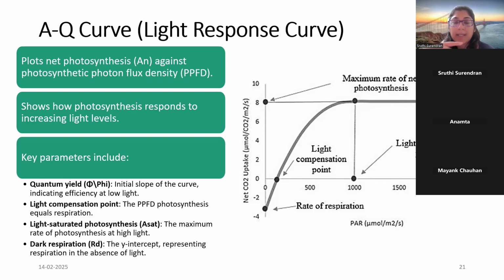Now from an AQ curve, similar to an A-Ci curve, we can again get the rate of respiration. The point where the net carbon dioxide uptake is equal to 0 indicates the light level at which neither net photosynthesis nor respiration will occur.